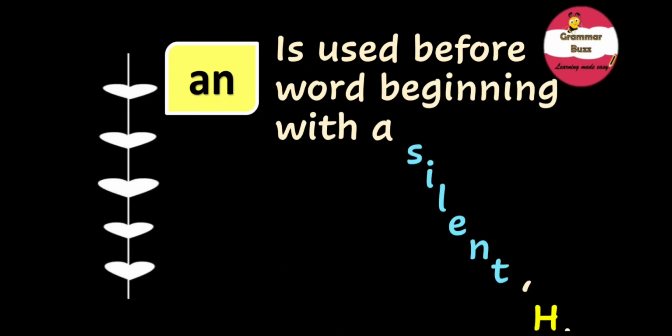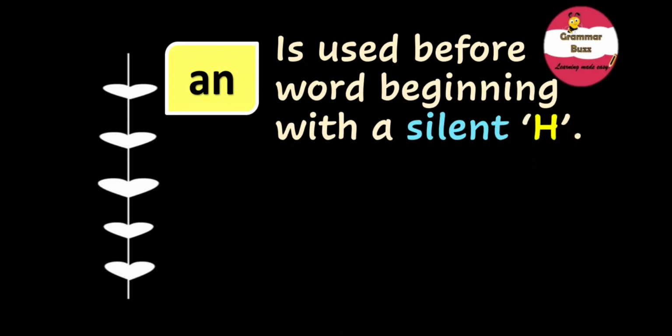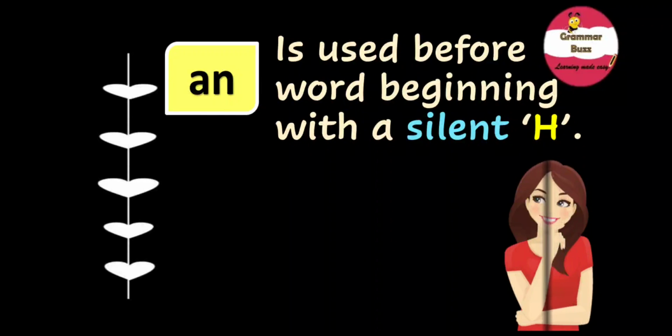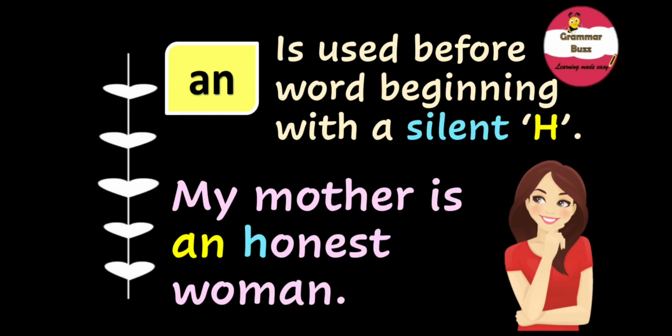Let's look at the next exception. An is used before words beginning with a silent H. For example, my mother is an honest woman.